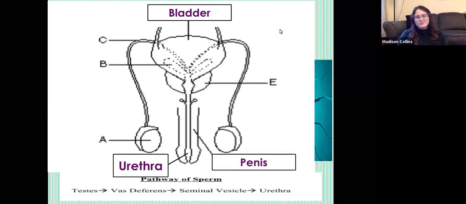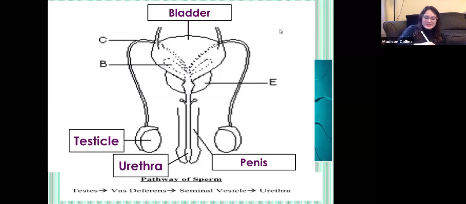But then where do the sperm come in? Well, we need to know that sperm are produced in the testes. You've got 2 testes, we've got one on either side. Now, these are also called the testicles. So testicles and testes are used pretty much interchangeably. You can use either word. So again, there are 2 testes.